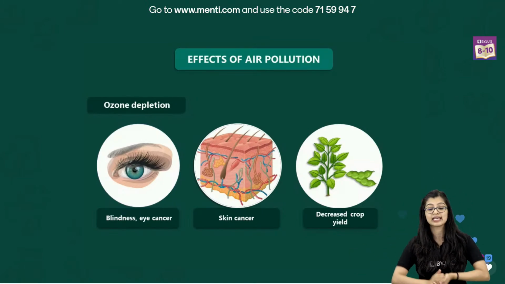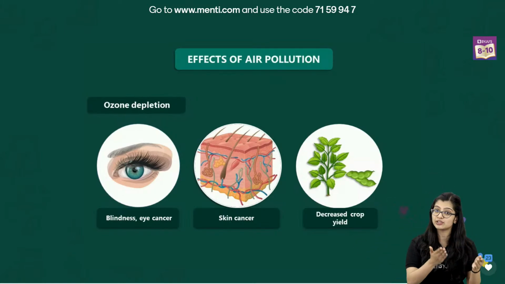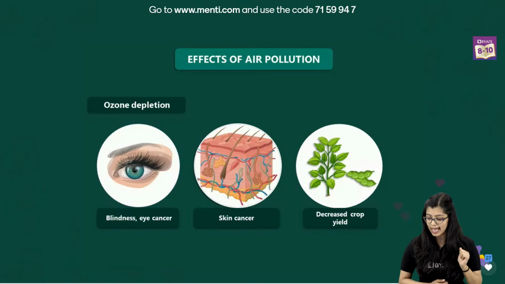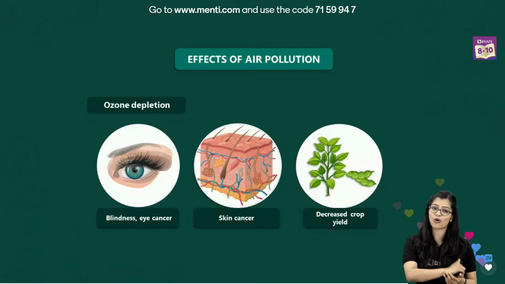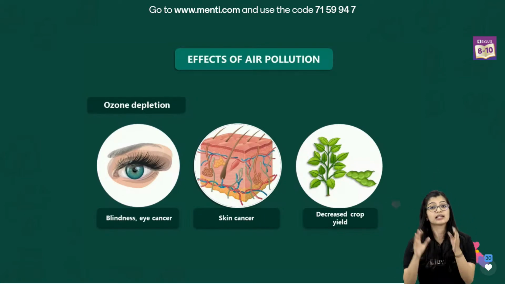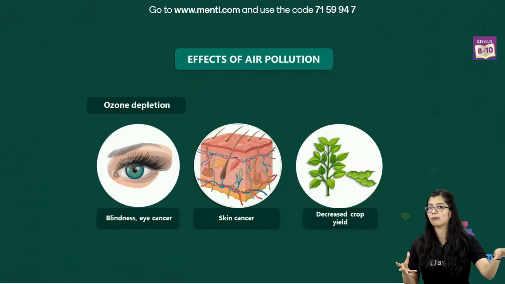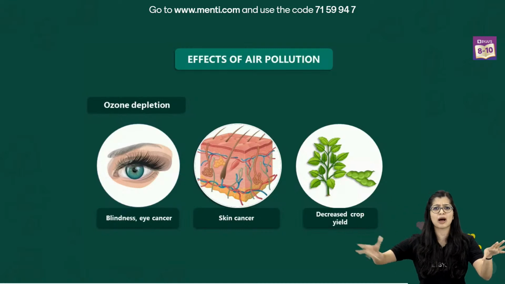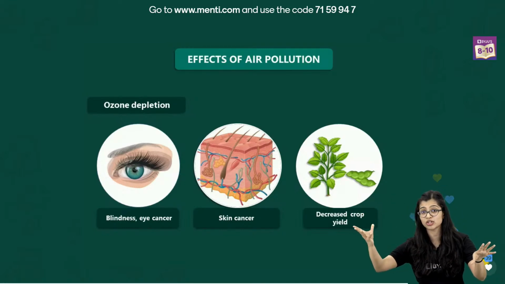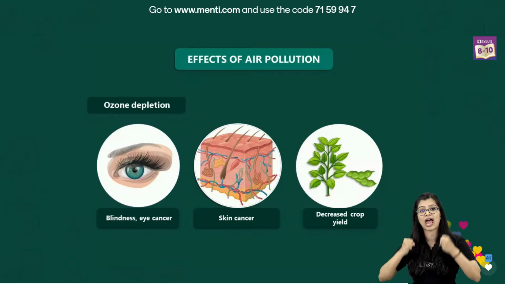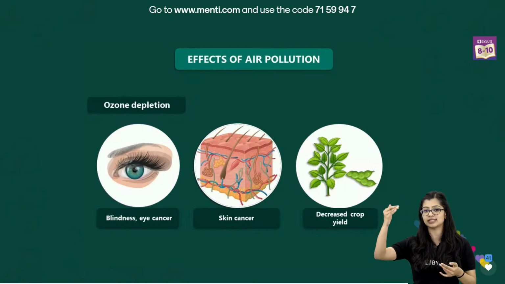And we know that if the UV light falls into the atmosphere, it can cause blindness, eye cancer, skin cancer, and decreased crop yield, right? And when we talk about rise in temperature, that is a consequence of global warming when there's more carbon dioxide that gets released into the atmosphere, right? And it causes the greenhouse effect where the heat is trapped. And as a result, it causes rise in temperature.